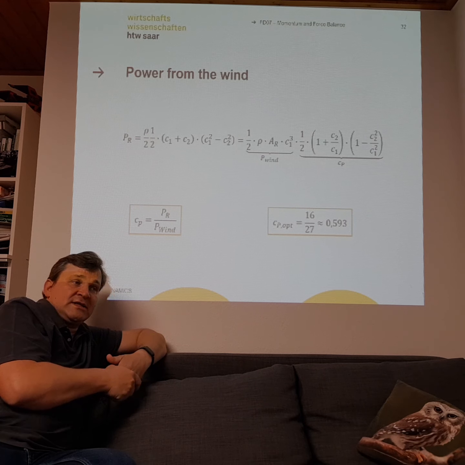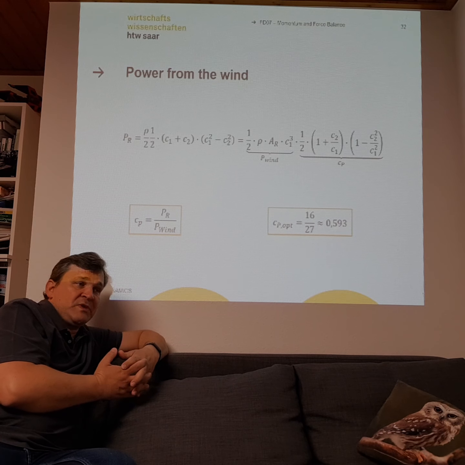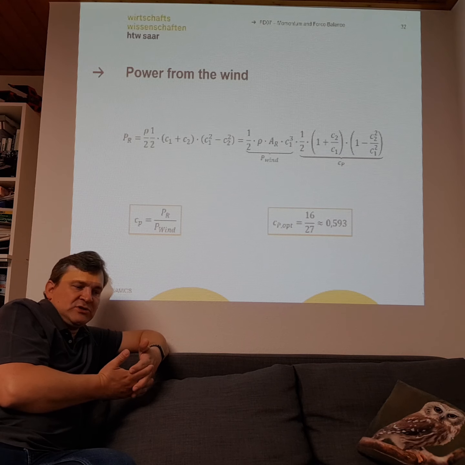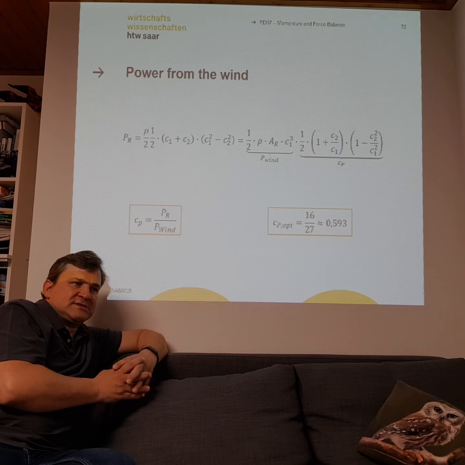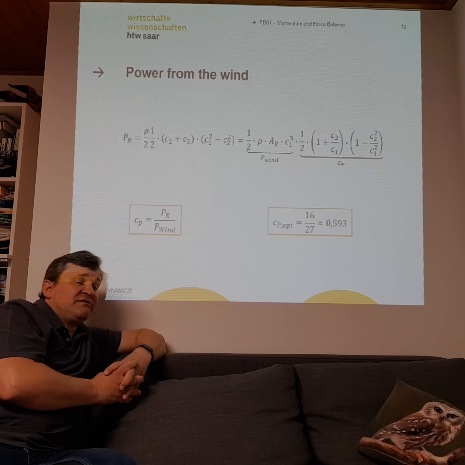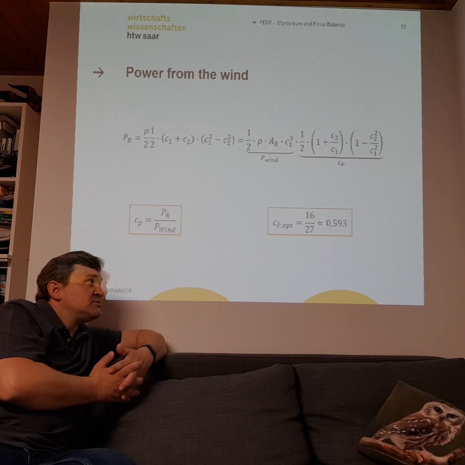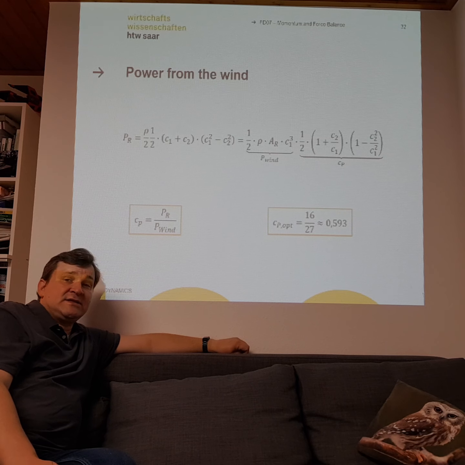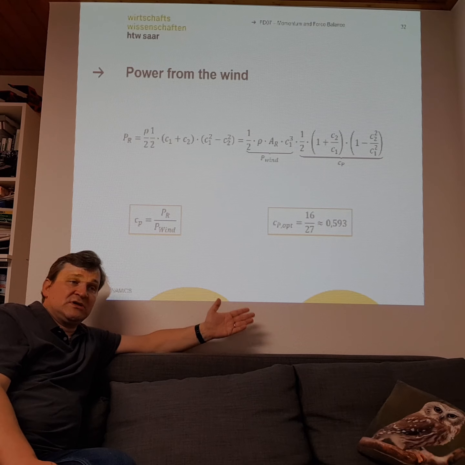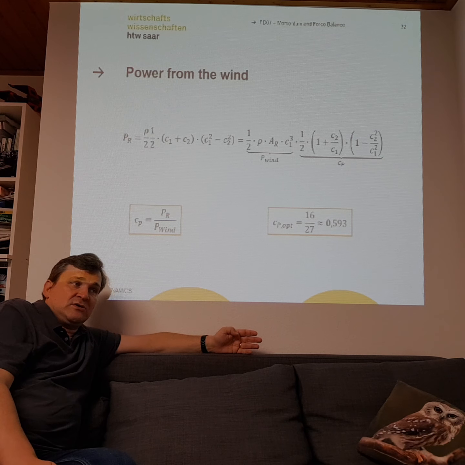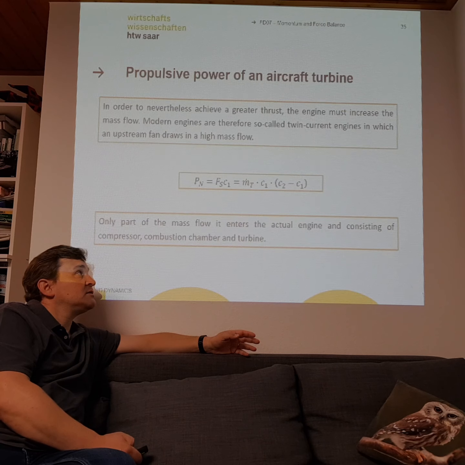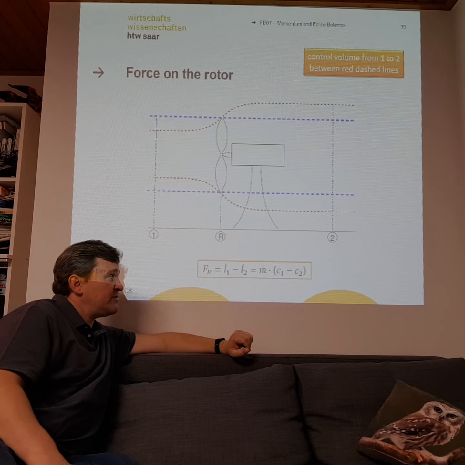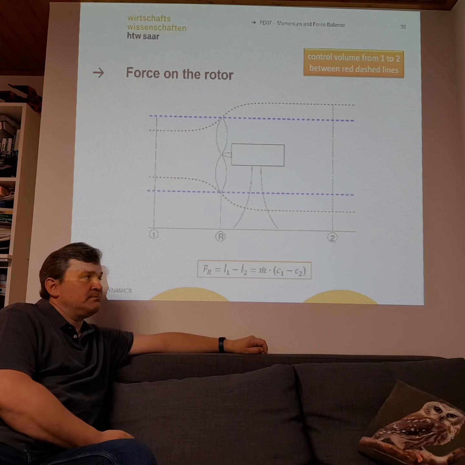You will always get a somewhat lower efficiency, and this fact was examined and described by Albert Betz in the last century, and he defined a maximum efficiency of 0.593. He calculated this maximum possible efficiency for windmills based on this spreading of the area of the fluid stream.